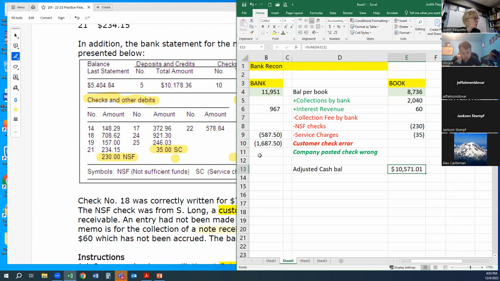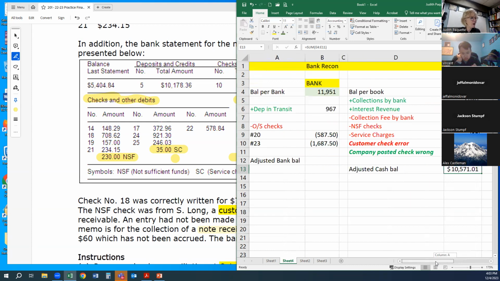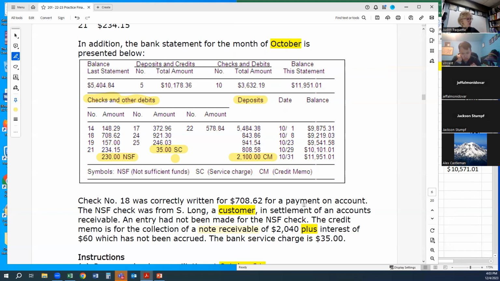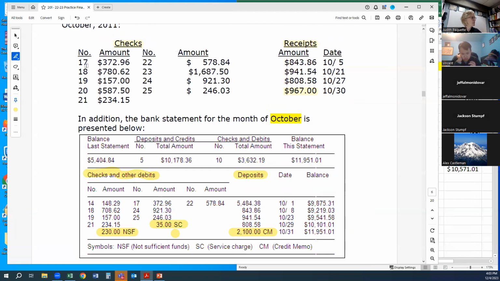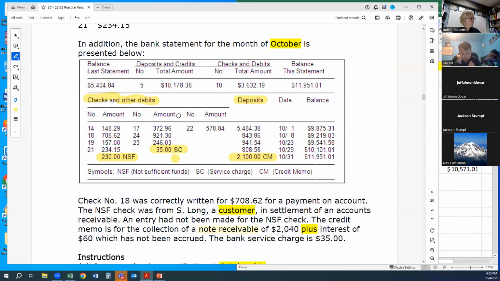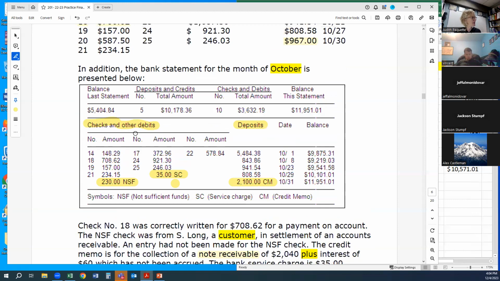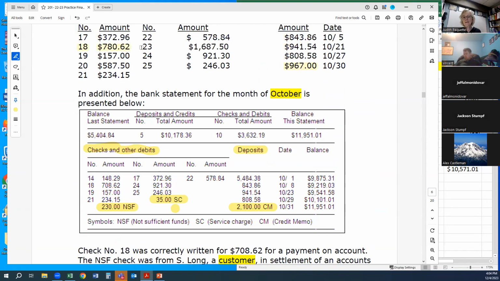Oh, let's see, what do we got? Oh, we got an error too. We're not done yet. So everything we've taken into account except the error. And we saw the error up above. We had a check for $780 per the journal entry. But what does it say down here? Check number 18 was written correctly for 708 for payment on account. It cleared the bank correctly at 708.62. But the company made an error and recorded it as 780.